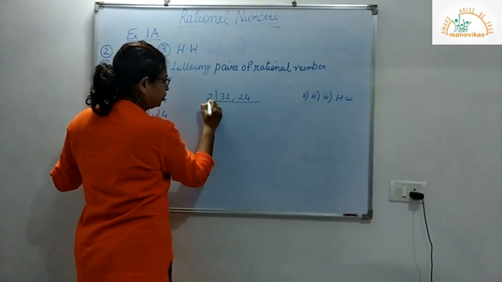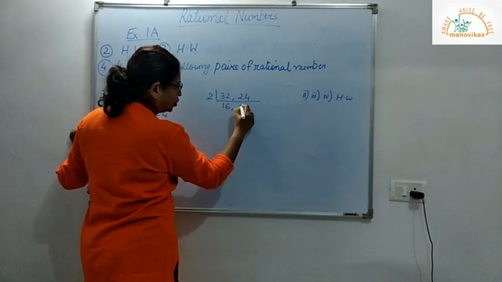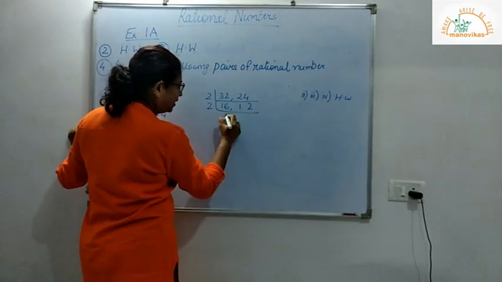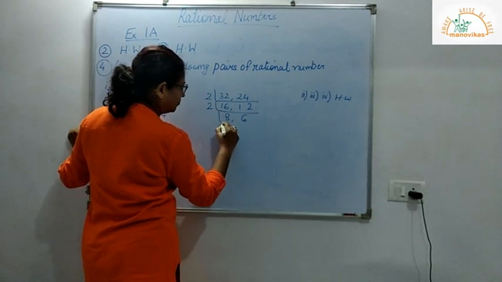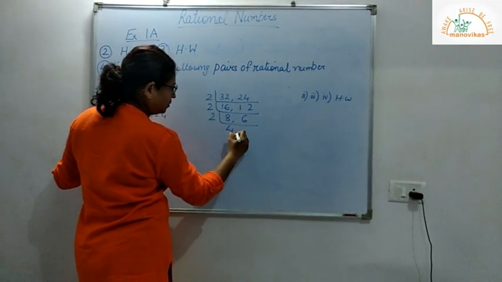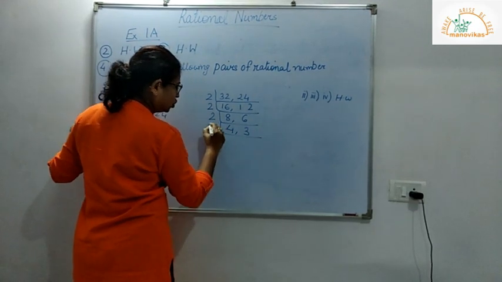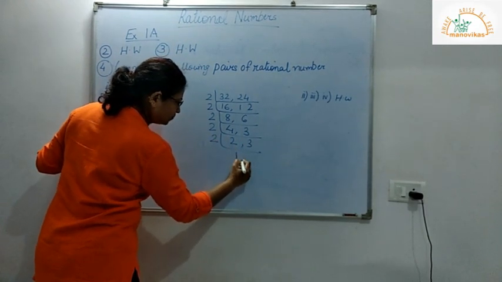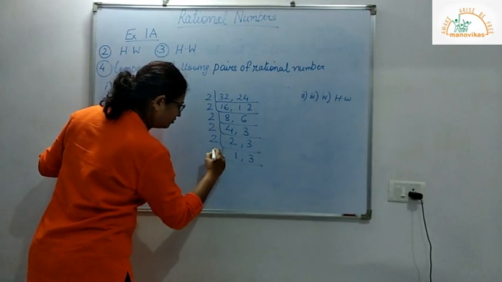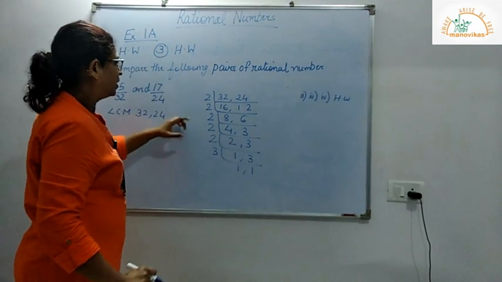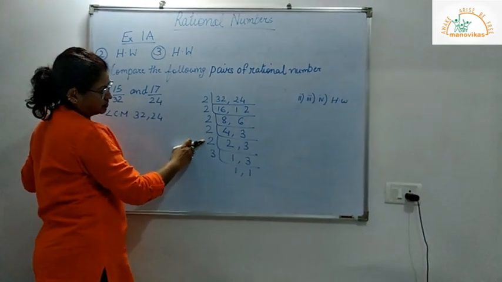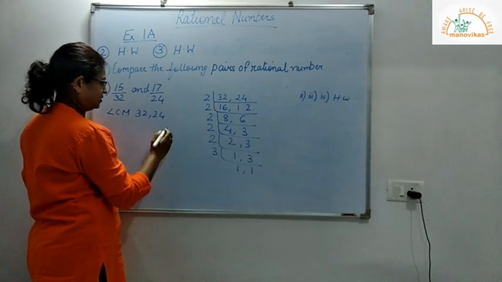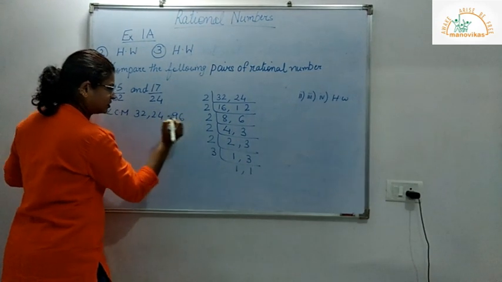Since these are even numbers, we start with 2. 2 1s are 2, 2 6s are 12, 2 1s are 2, 2 2s are 4, 2 8s are 16, 2 6s are 12, 2 4s are 8, 2 3s are 6, again 2 2s are 4, 3 1s are 3. Now 3 2s are 6, 6 2s are 12, 12 2s are 24, 24 2s are 48, 48 2s are 96. So this is equal to 96.